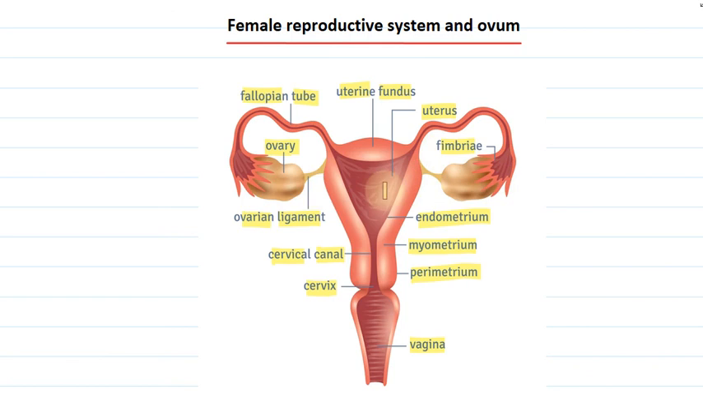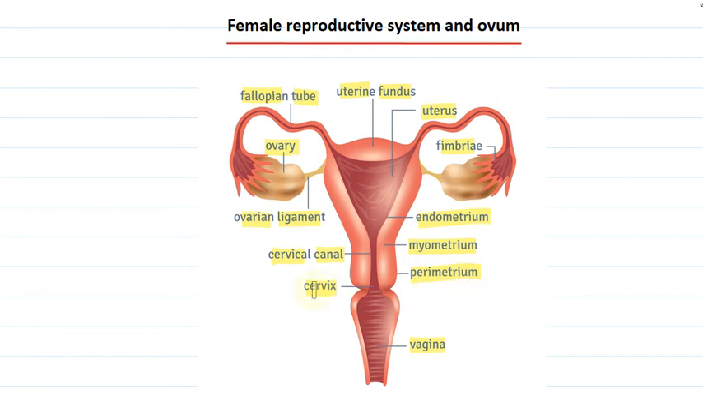Then the wall of the uterus has three layers: endometrium, myometrium and perimetrium. Endometrium is the innermost layer. It is the glandular lining of the uterine cavity and it undergoes cyclical changes during the menstrual cycle. Then there is myometrium, which is the middle thick layer of smooth muscle. It performs strong contraction during the delivery of the baby. Then there is perimetrium, the external thin membranous layer.